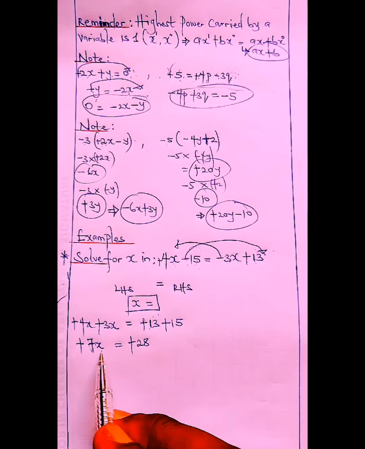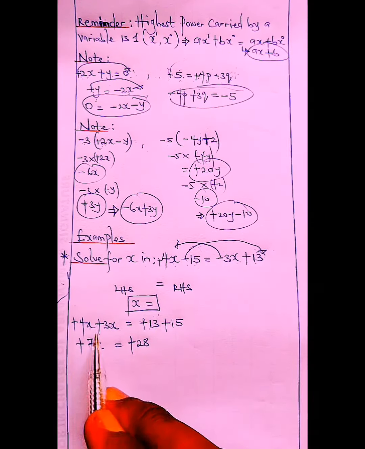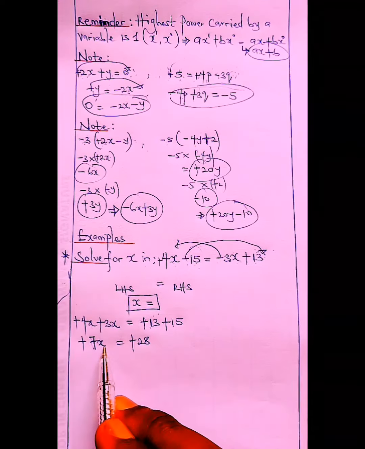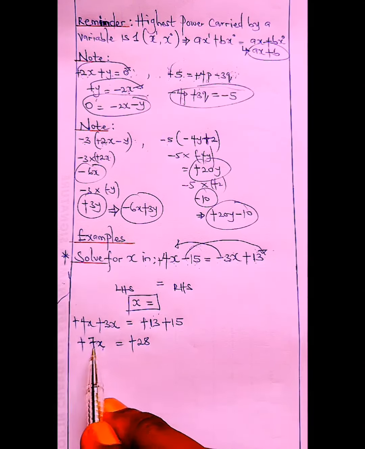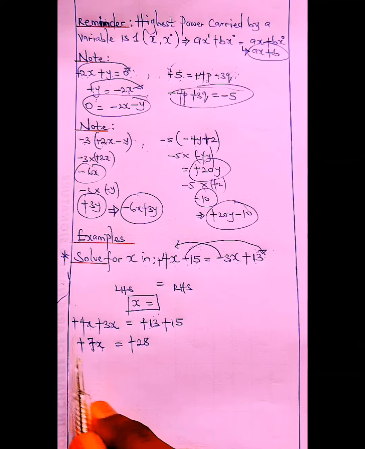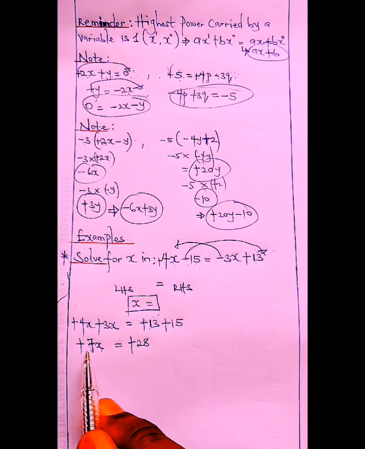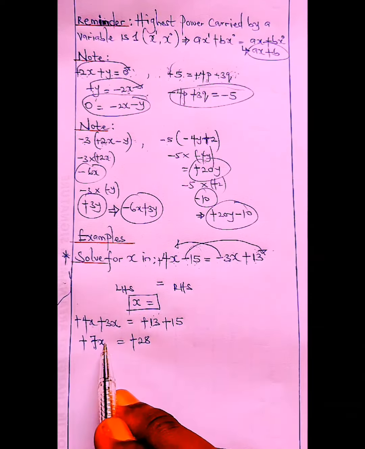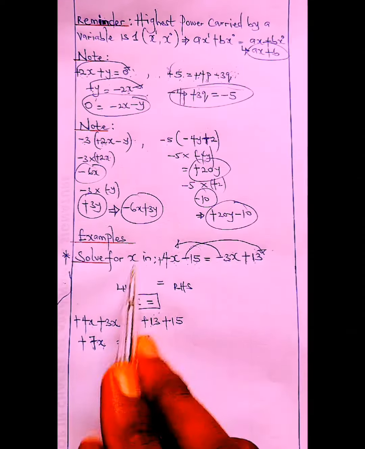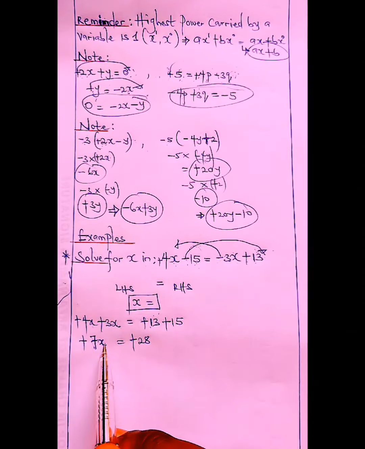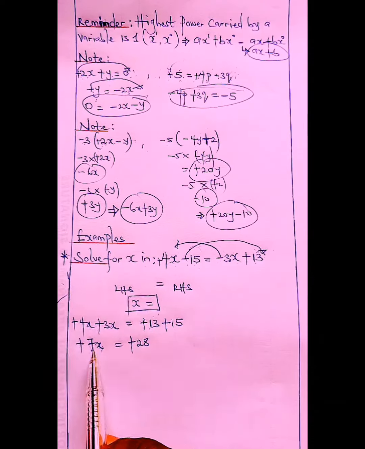Whenever we are asked to get the unknown, whatever coefficient is close to the x, we're going to use it. Don't forget what connects this x and 7 is multiplication. This is more or less like saying plus 7 times x. We are asked to get x, not 7x, so we want the x to be on its own.